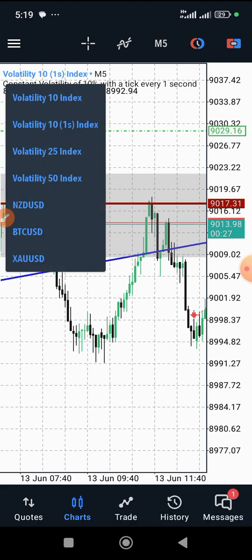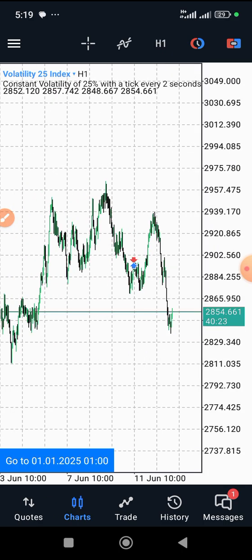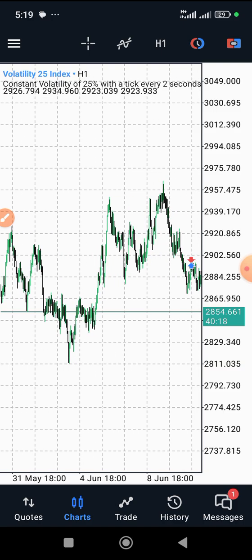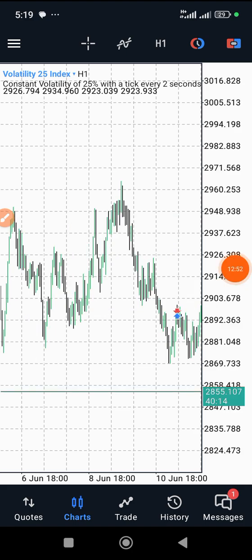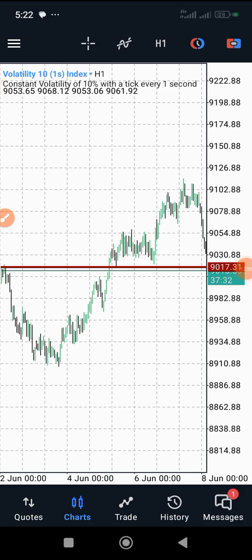So I think the other one is the volatility 25 index, or what is it? So this is volatility 10. So let's see.